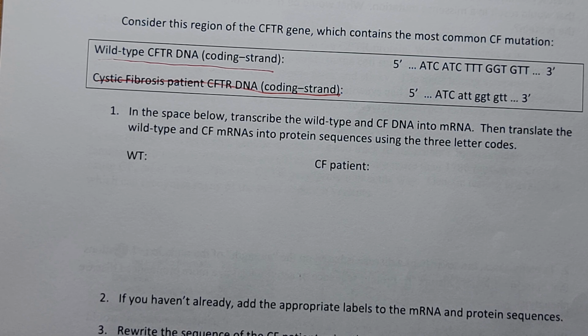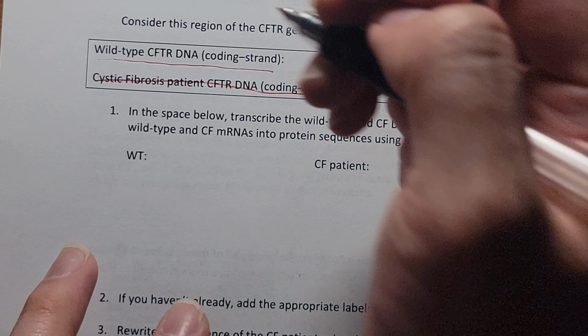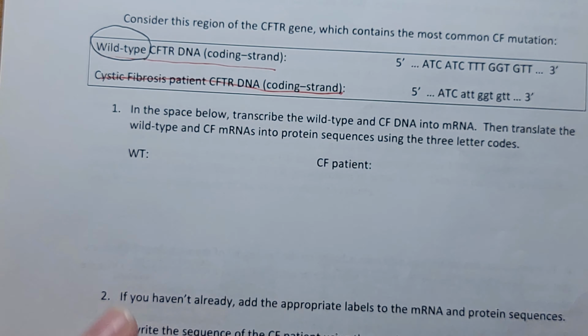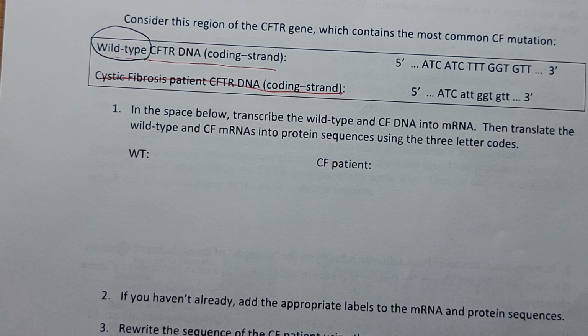Now, just one thing I want to tell you guys about wild types. When you see the word wild type, it means that it is the normal sequence, it is the naturally occurring sequence, or the quote unquote healthy sequence. And then the other one is obviously the mutated sequence because there's something wrong or something that is missing from the wild type.